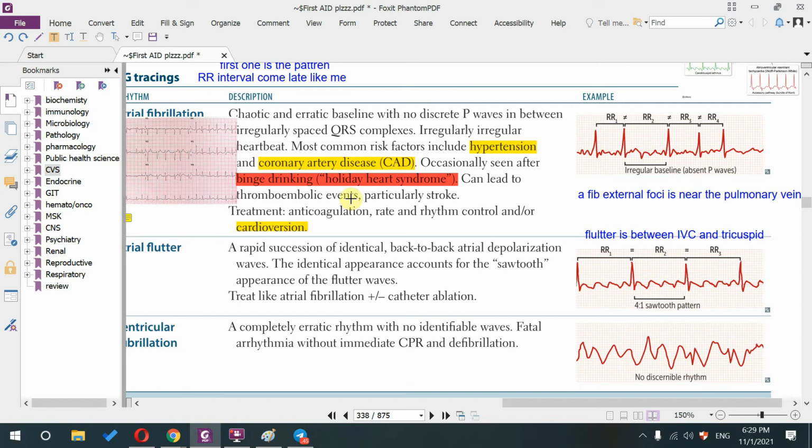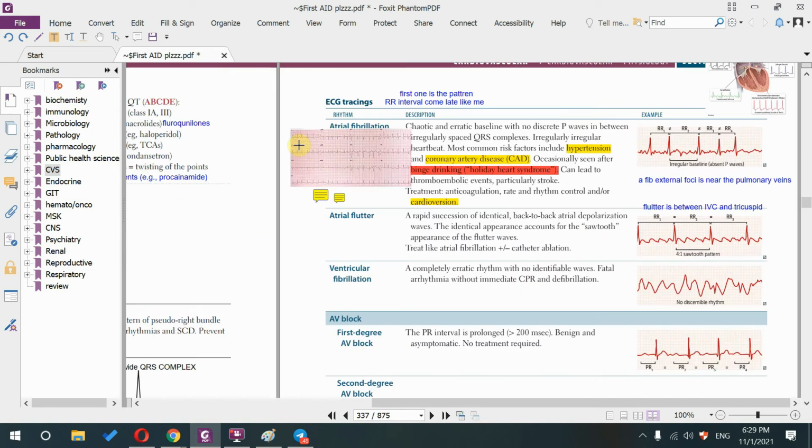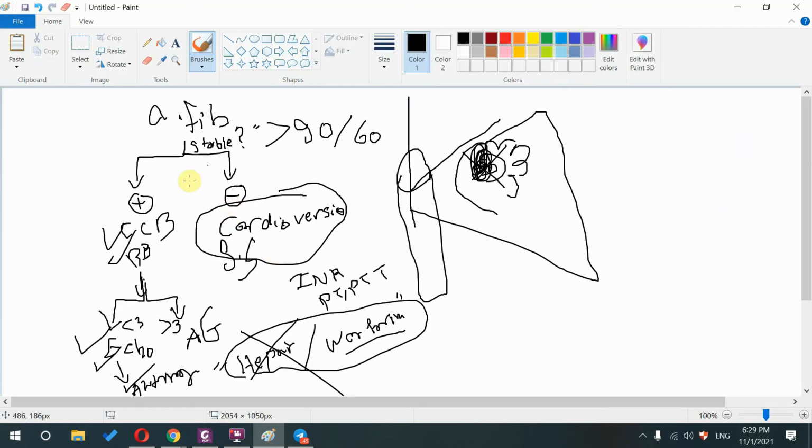Okay, so now you read first aid and you totally understand every single point. Treatment: anticoagulation, rate and rhythm control, or cardioversion. Let's go through these steps faster, please, after we decide if the patient is stable or not. If he's unstable, we do cardioversion. We just put this machine on him, it shocks him, done.